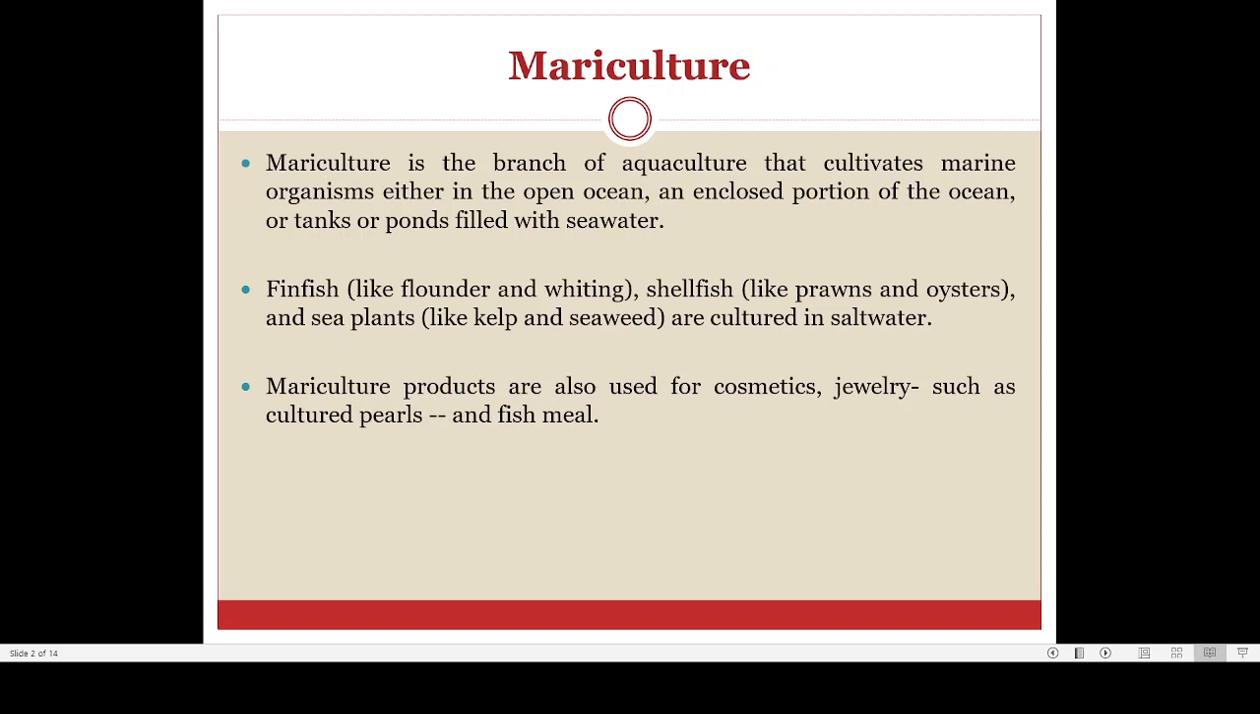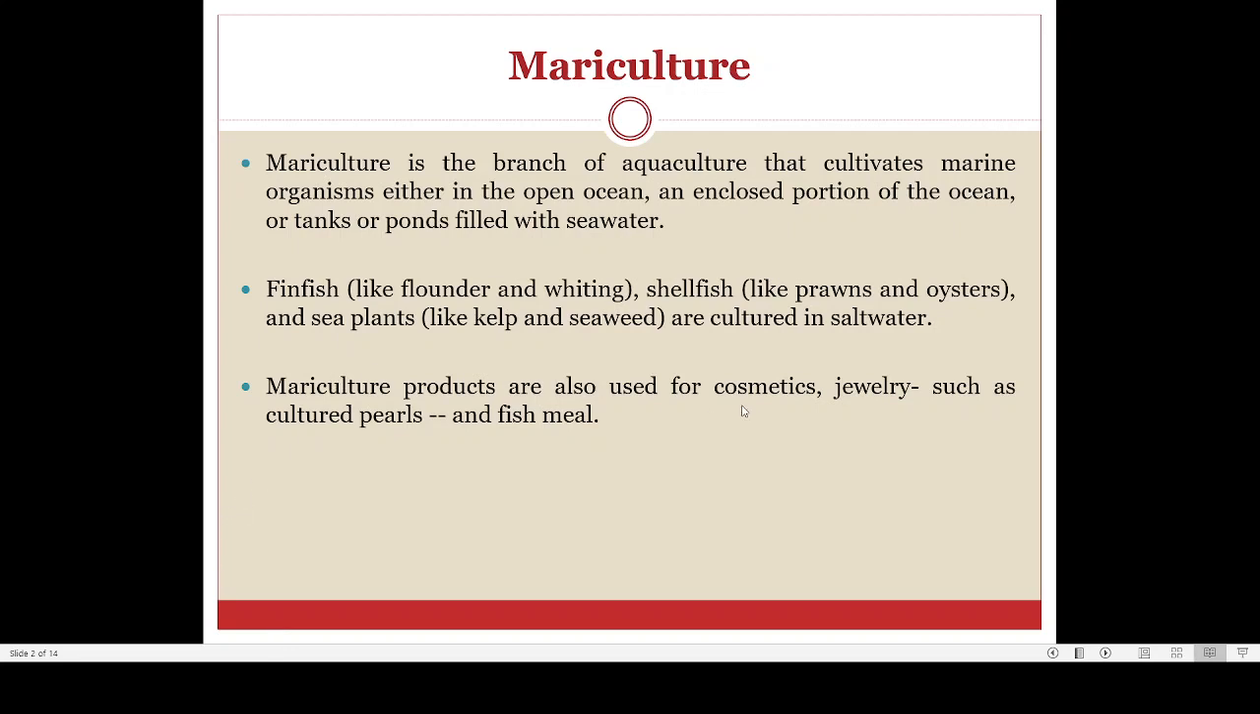These kelps and seaweed are also used as food for human beings. If you go to Japan, Japanese people are very interested in utilizing these marine plants. They are growing seaweeds, and they prepare a lot of curries using these seaweeds. So just like we are cultivating and using chira or spinach, they are using these sea plants or kelps or seaweeds for preparation of various types of curries.